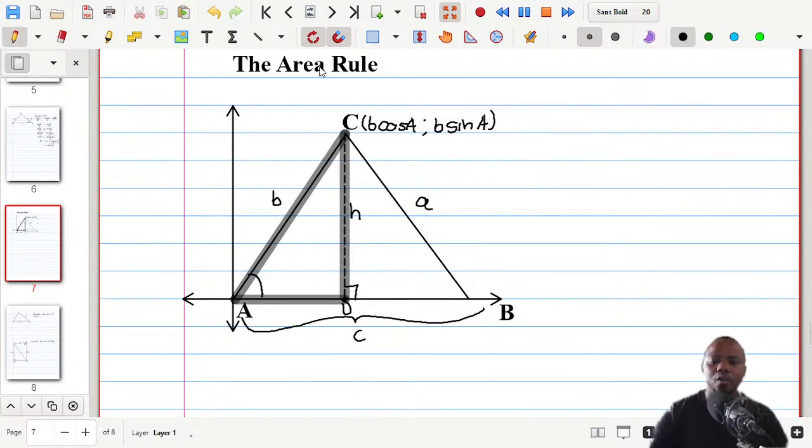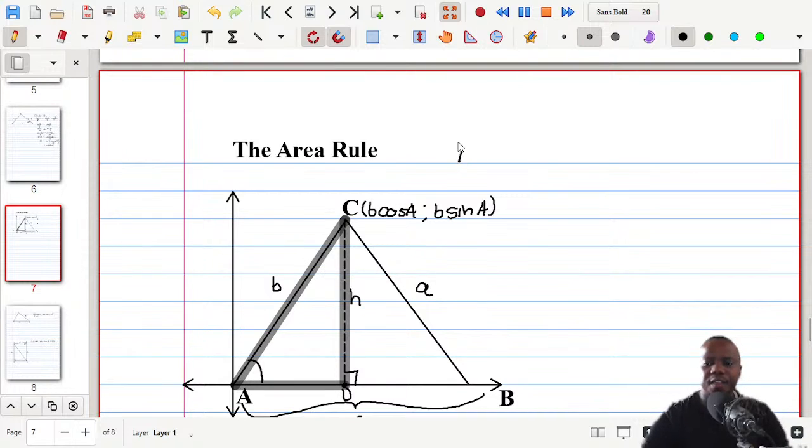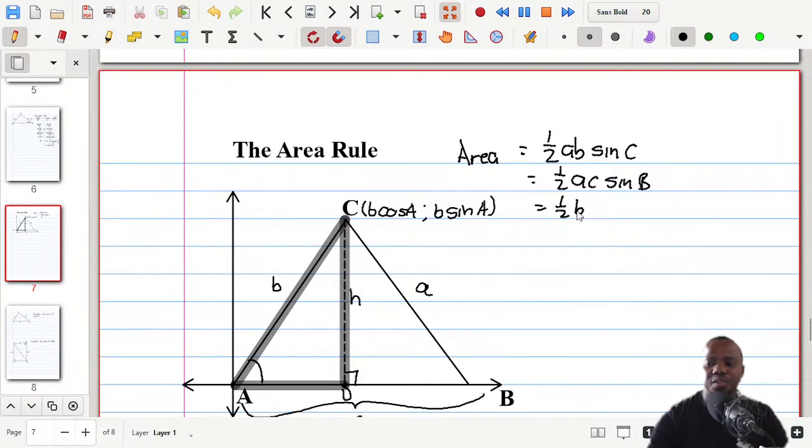So, according to the area rule, the area of a triangle is given by 1 over 2 ab sine of C. This can also be written as 1 over 2 ac sine of B. This can also be written as 1 over 2 bc sine of A.